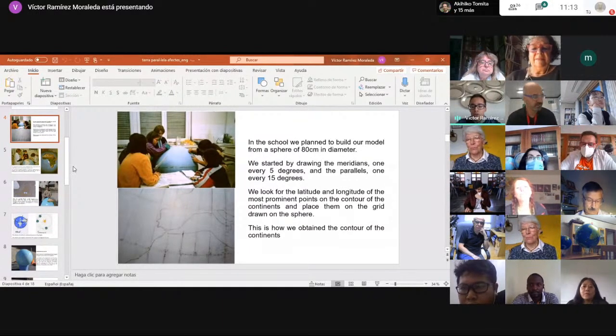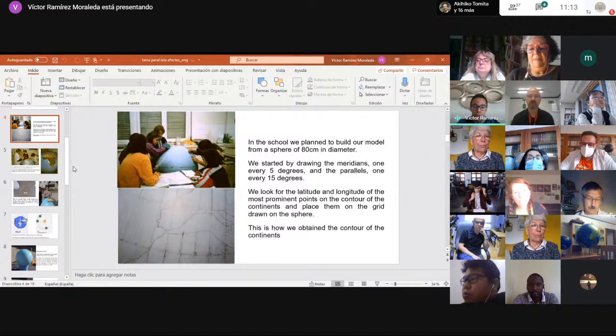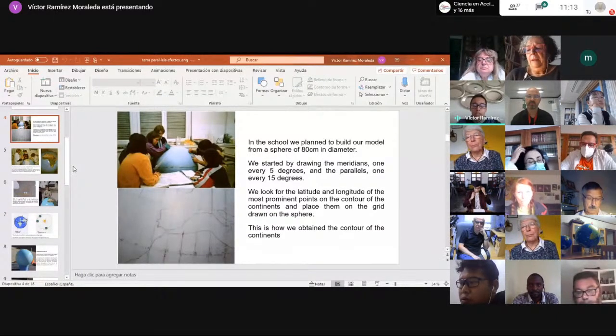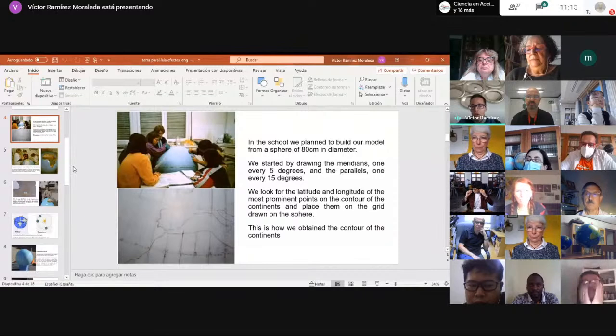So we look for the latitude and longitude of the most prominent points, and this is how we obtain the contour of the continents.